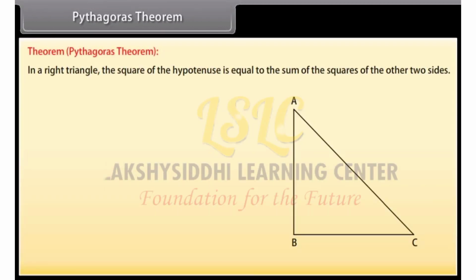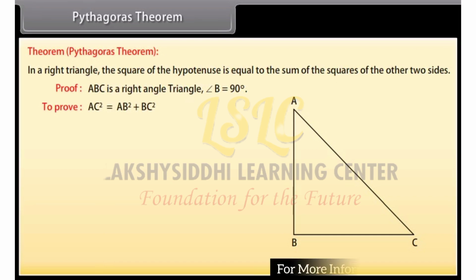In a right triangle, the square of the hypotenuse is equal to the sum of the squares of the other two sides. Let us prove this theorem. Proof. ABC is a right-angled triangle. Angle B is equal to 90 degrees. To prove, AC square equals AB square plus BC square.